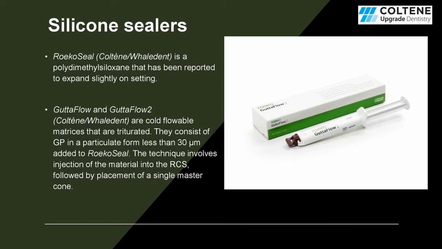Yeah, right. You have heard it right. This is one of the most interesting features that Gutta Flow 2 and its predecessors have. They contain GP in particulate form that is less than 30 micrometers in size. So let's see and understand what the presence of GP in a sealer can bring about in changes in its properties. So without any further ado, let's talk about Gutta Flow 2.